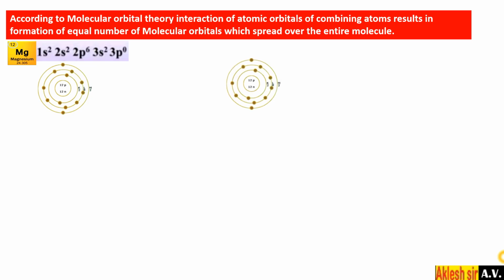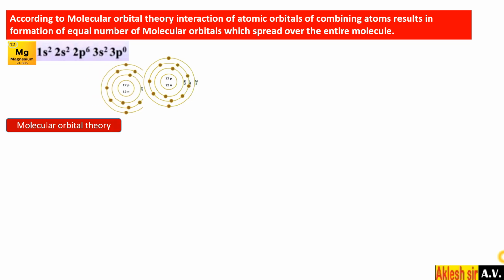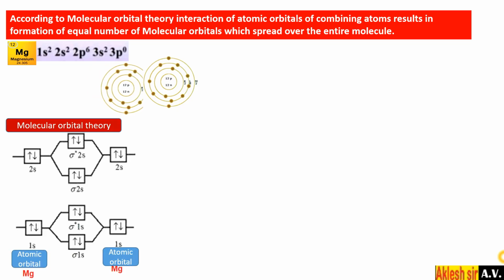According to molecular orbital theory, interaction of atomic orbitals of combining atoms results in formation of an equal number of molecular orbitals, which spread over the entire molecule. To understand this statement, let us take the example of two magnesium atoms coming close to each other. Their atomic orbitals interact.